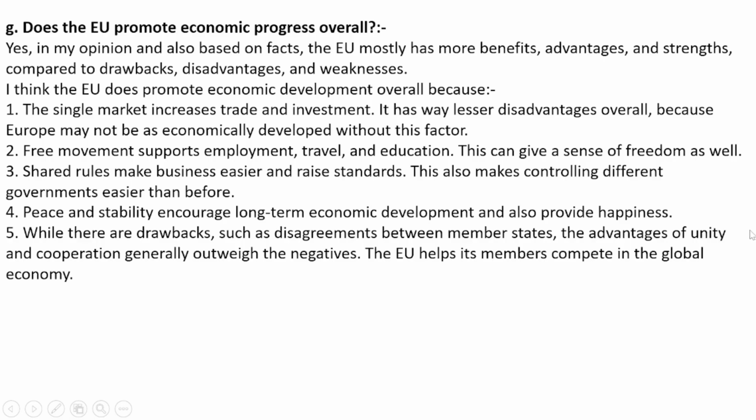Now, the last question: does the EU promote economic progress overall? I would still say that yes, because I think the advantages are still greater than the disadvantages overall. Although sometimes the disadvantages can be greater than the advantages individually, like a few disadvantages can be really bad, I still think that there are more advantages than disadvantages. So there should be economic progress overall.